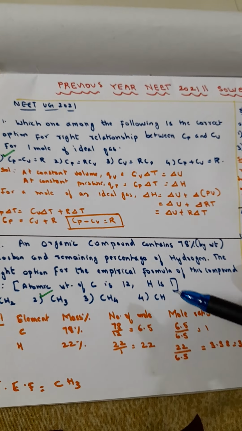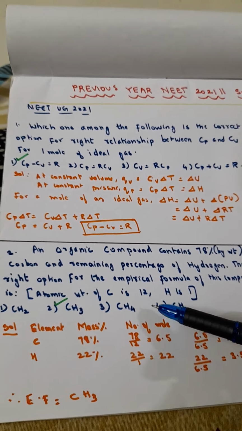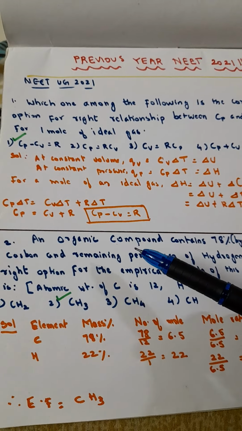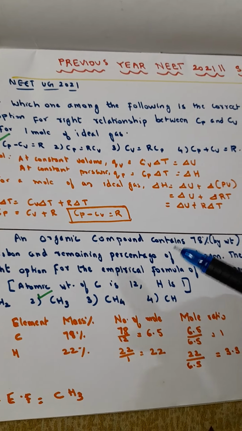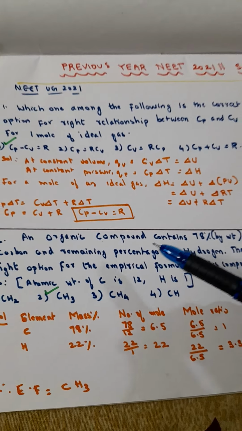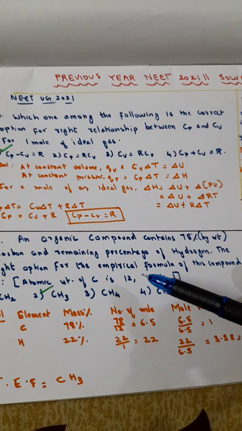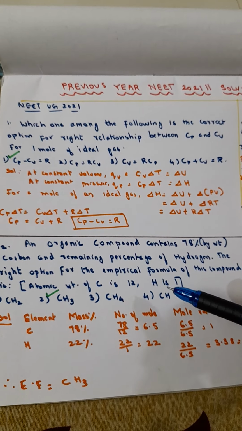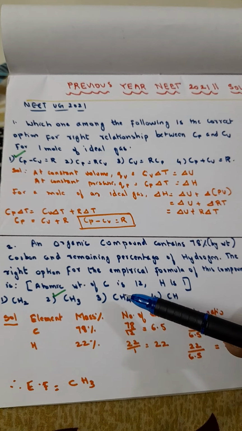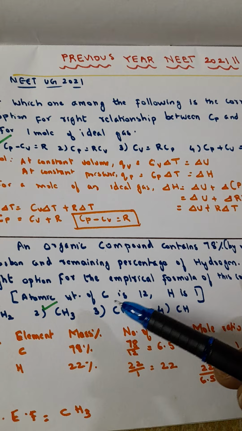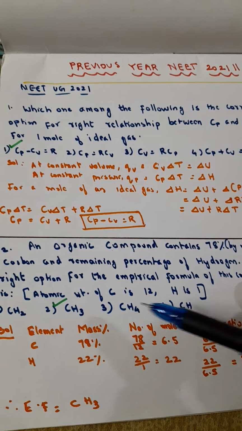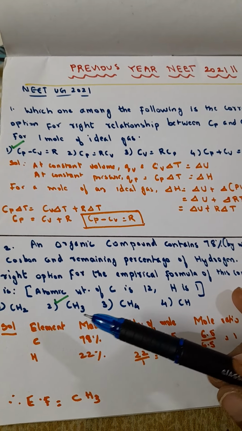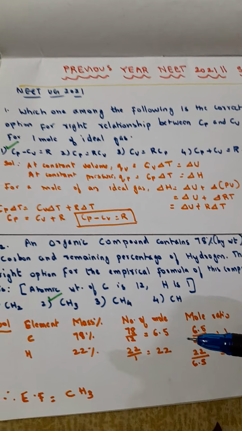This is a small sum for the empirical formula. We will read the question. An organic compound contains 78% by weight of carbon and the remaining percent hydrogen, and the right option for the empirical formula of this compound is... they have given the atomic weight of carbon as 12 and hydrogen as 1. We have 4 options: CH2, CH3, CH4 and CH.